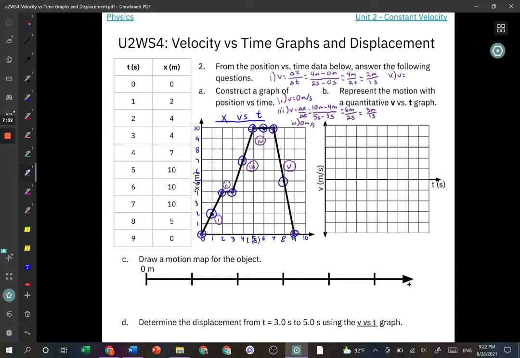So my final position is 0 meters at 9 seconds. I started off at 10 meters, and my starting time was 7 seconds. I have a change in position of negative 10 meters and a change in time of positive 2 seconds. So my velocity for that last region is going to be negative 5 meters for every 1 second.